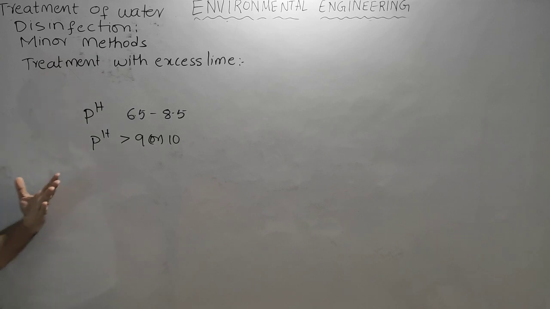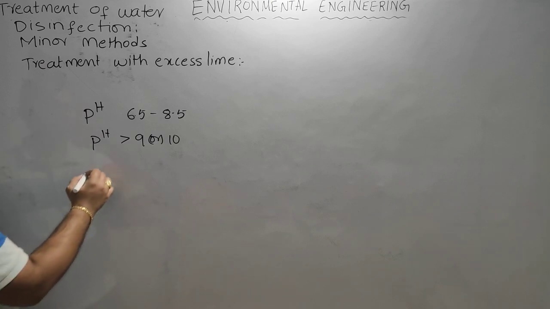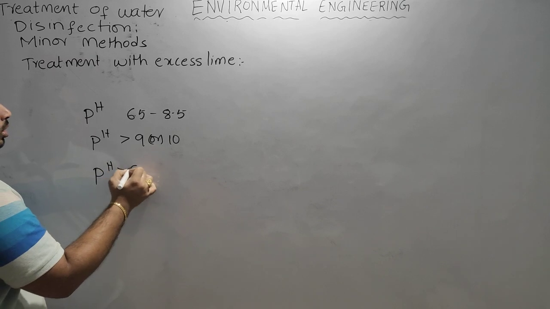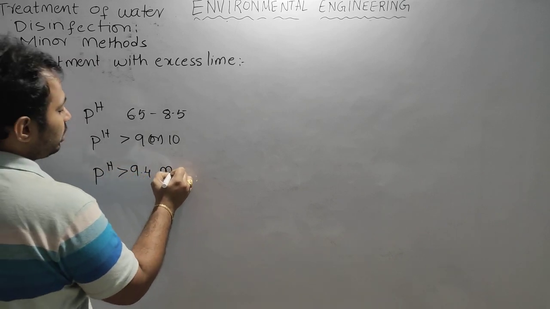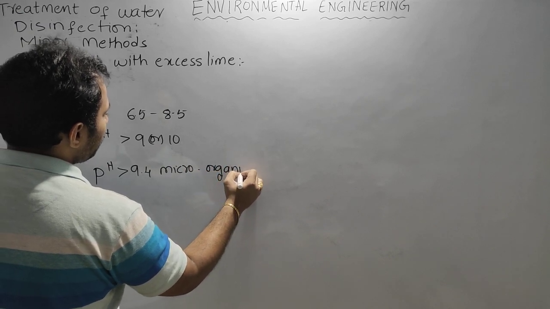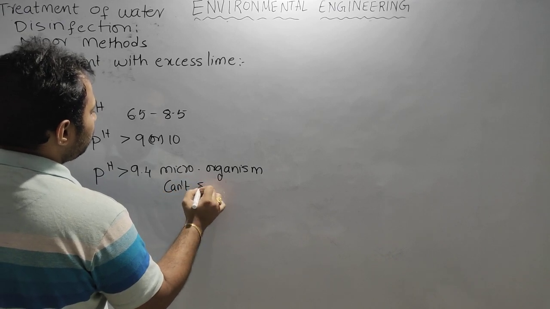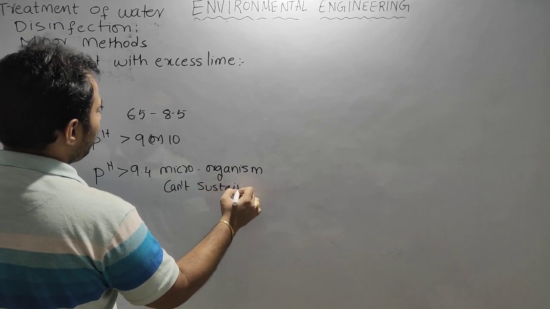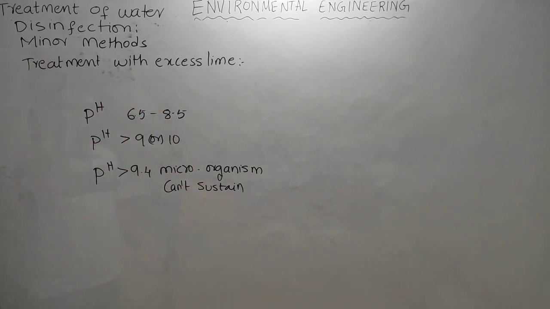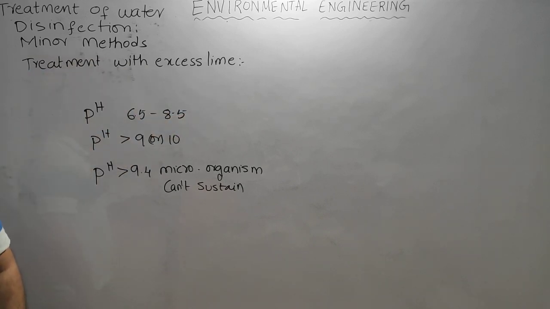Similarly, when the pH is greater than 9.4, microorganisms cannot sustain at this pH. Why am I telling this? When you are adding lime, it increases the pH, because lime is nothing but alkaline. Lime has an alkaline nature.